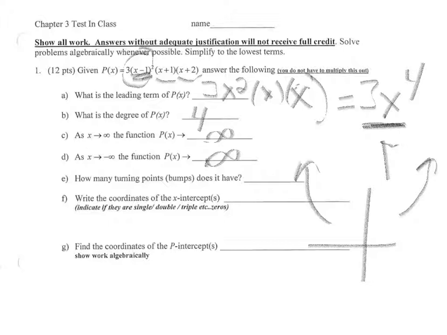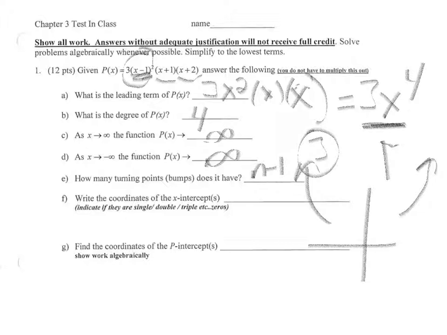How many turns does it have? I see 3 zeros, so it could have, actually I see 4 zeros. It could have 4 turns. It could have 3 turns. What I was hoping you would remember though is n minus 1. Take the degree, subtract 1. That tells me at most it could have 3 turns.